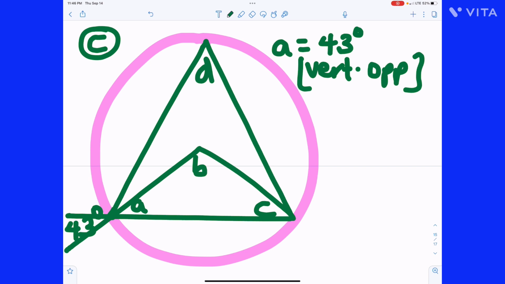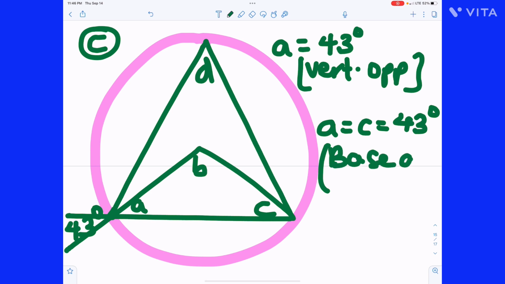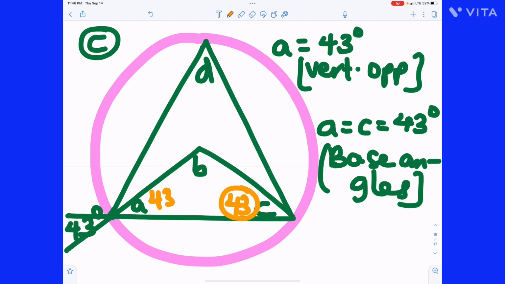Then C is A, A is C. So A and C are 43 degrees. What's the reason for this? Base angles. So this is 43, this is 43, 43, 43.